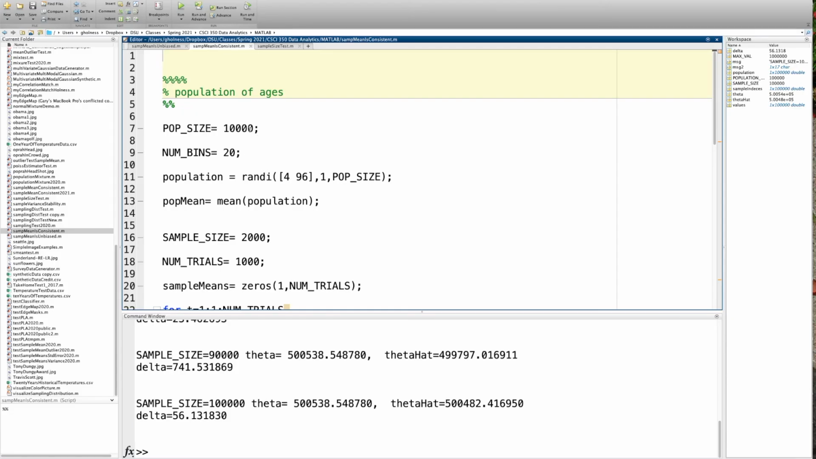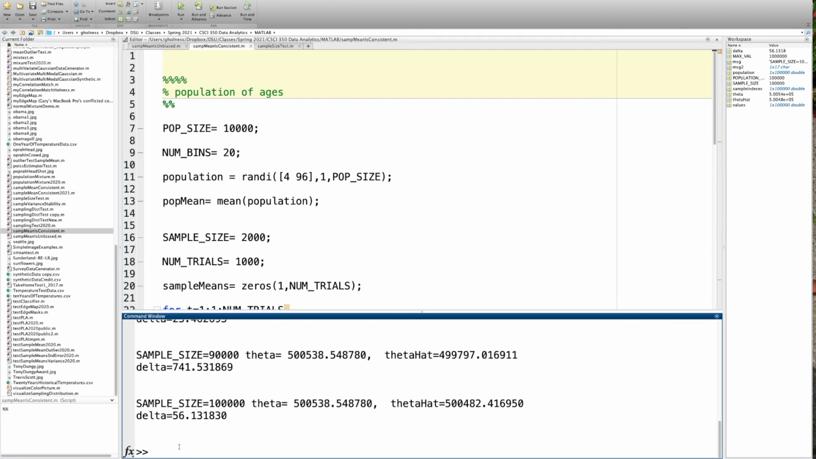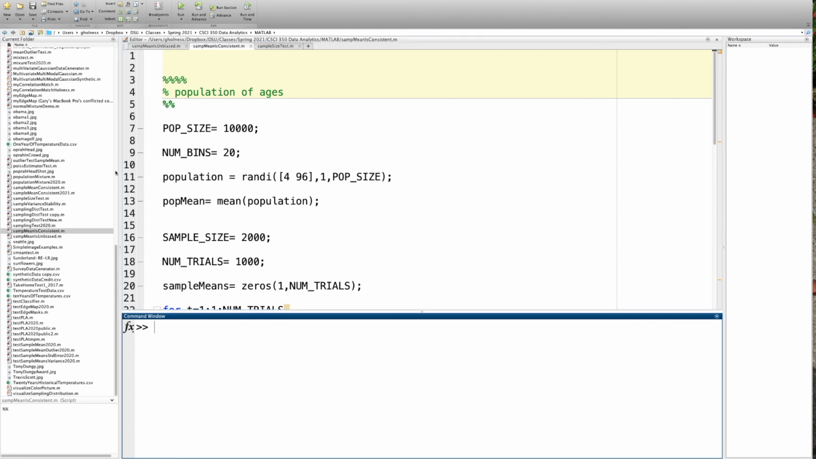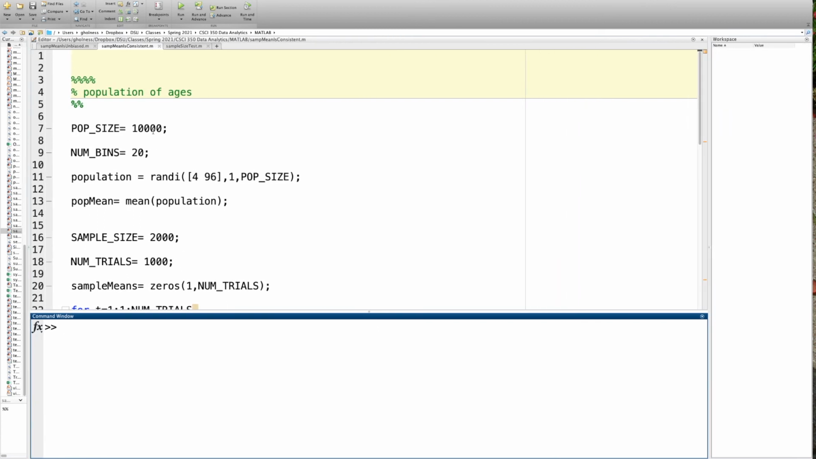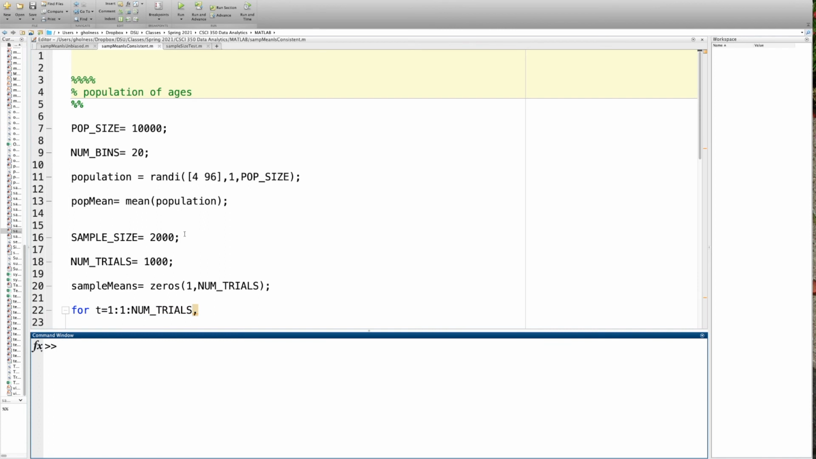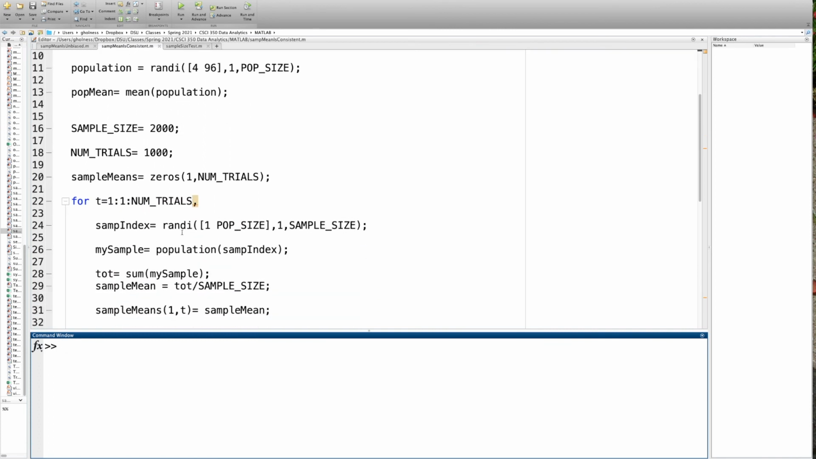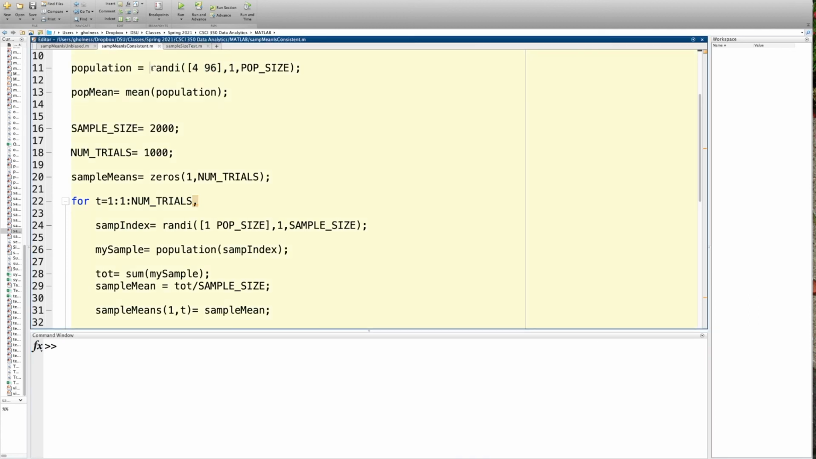So we're here in MATLAB, and we're going to use this example to show that the sample mean is consistent. And how we're going to do this is by pretending that we have a population of ages. So suppose we have a population consisting of 10,000 individuals. This population of ages is going to be randomly selected to start out anywhere between 4 years old and 96 years old. So here we're going to randomize the selection of an integer in the closed interval between 4 and 96. So we have 10,000 people who are aged 4 through 96, and that's our population.